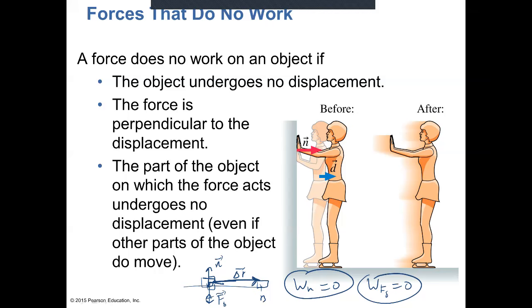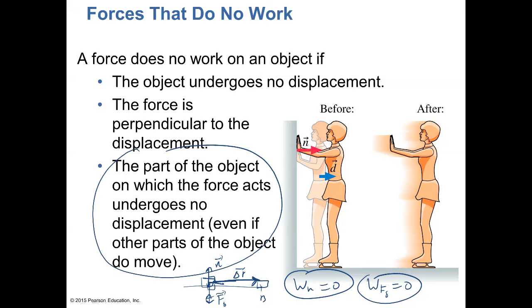Here's one other condition which we usually don't look into. It says part of the object on which the forces act undergoes no displacement, even if the other parts of the object do move. We usually don't look at something like that. For us, we're dealing with an object where all the parts move together.